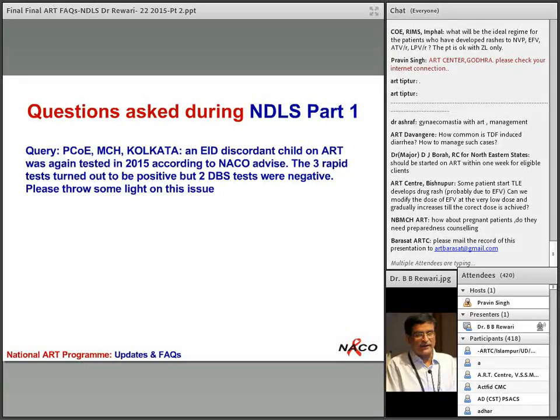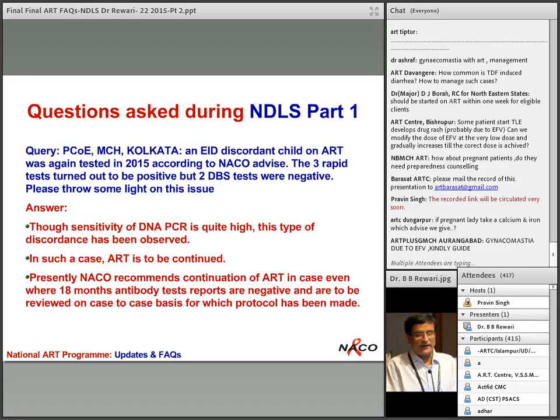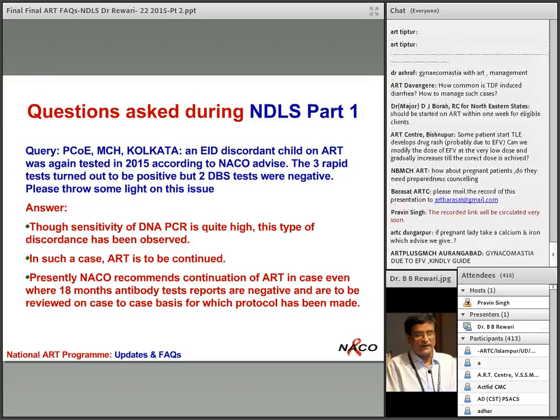EID discordant child on ART: 3 rapid tests at 18 months turned out to be positive, but DBS were negative. Again, I said that ART is to be continued in all cases where the 18 months antibody is positive or negative. They have to be further evaluated, for which a protocol has been made, but ART has to be continued, and such cases should be sent to NSF for further opinion.